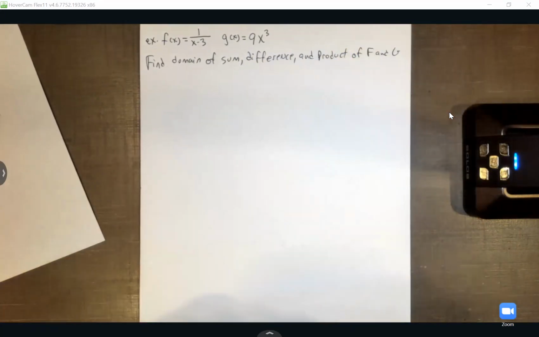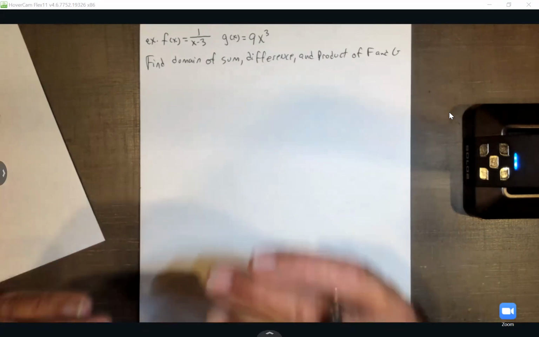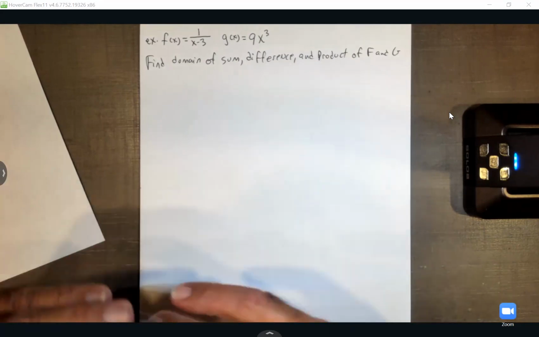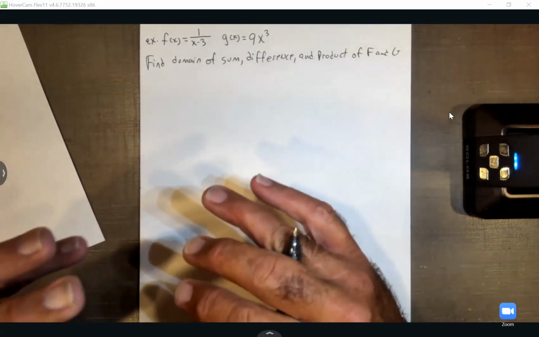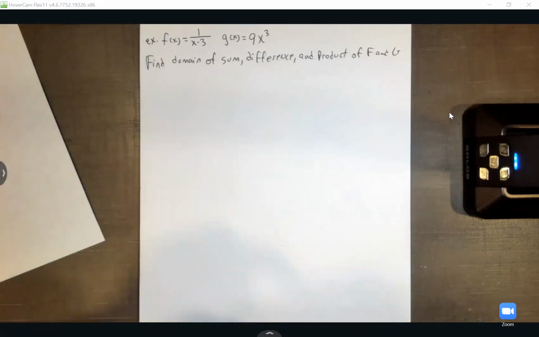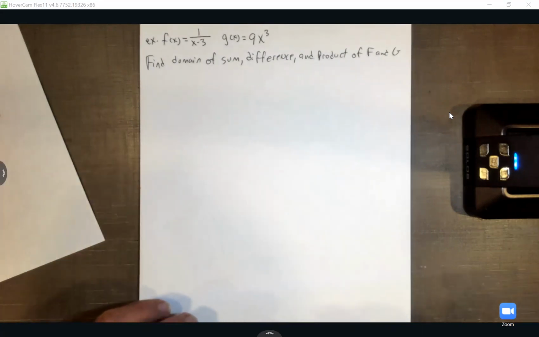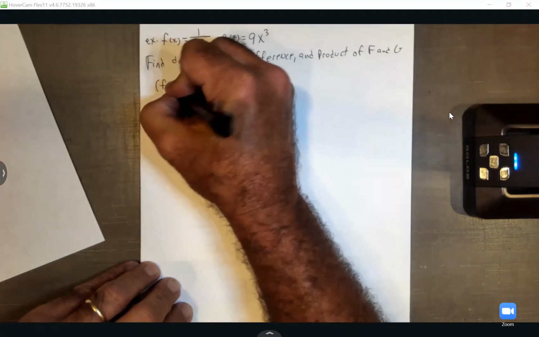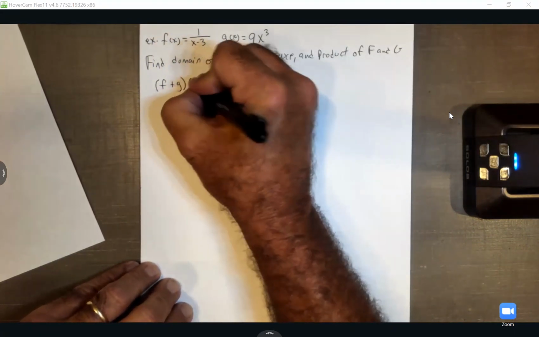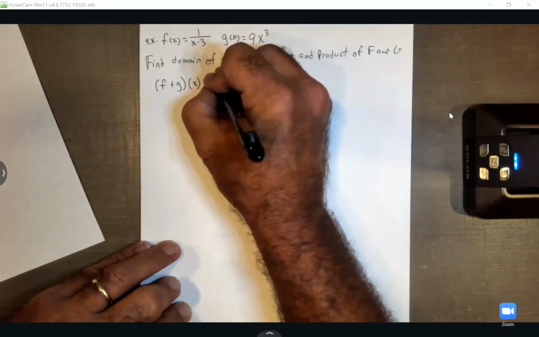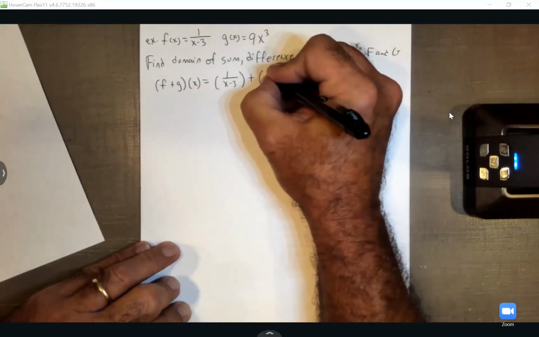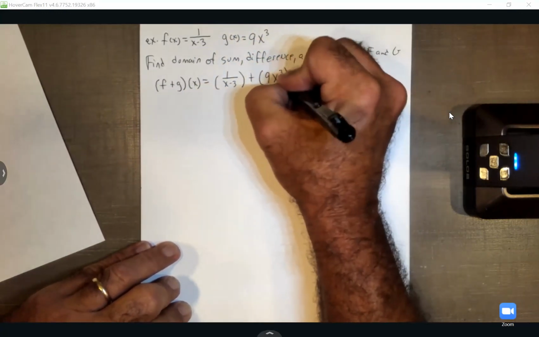Now, that one that I just did a while ago, if I'd have had division as one of my operations, it would have had some numbers you would have had to exclude. But they didn't ask me for division. What they're wanting y'all to realize is that the sum, difference, and product are pretty much all the same, okay? All right, y'all, so let's start by adding. That'll be f plus g of x. That's going to equal our f, which is 1 divided by x minus 3, plus our g, which is 9x to the third.